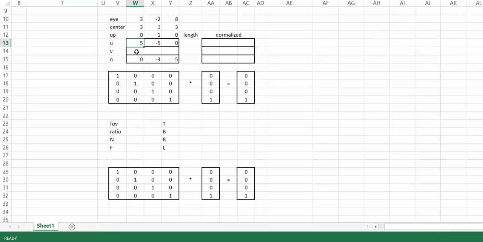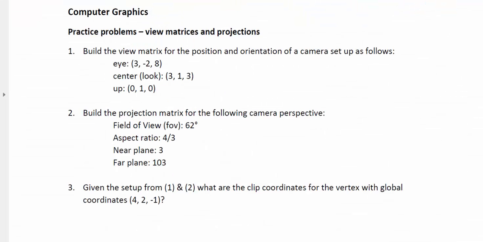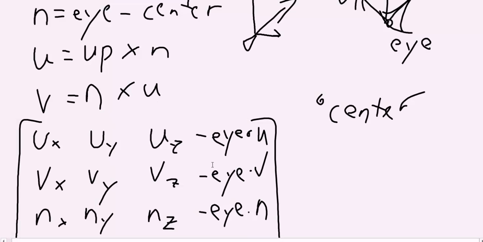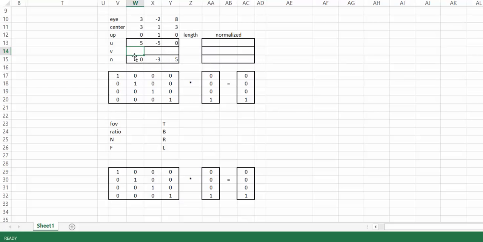Well, what we can do now in a program is either we can normalize these two first and then take the cross product between them, giving us a unit vector again, so we only have to normalize two of them. But here it's okay, let's just take the cross product. So v equals n cross u. So for the x coordinates we'll have this times this minus this times this.